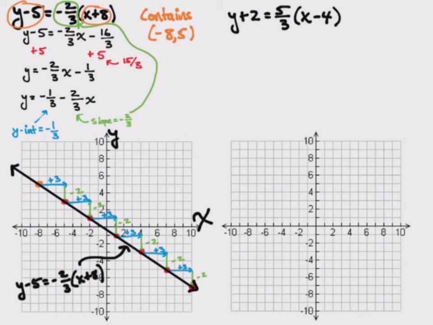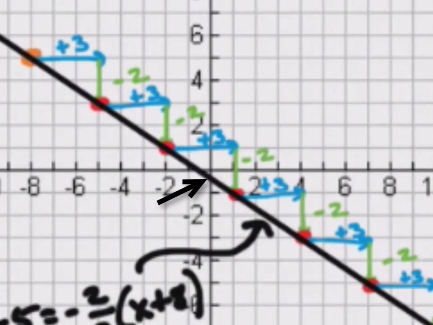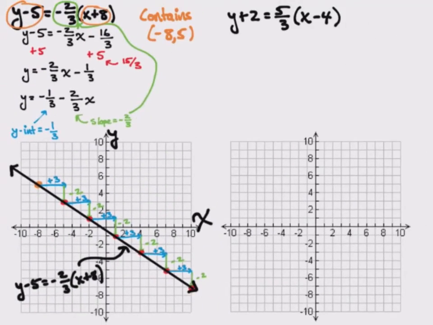And now that we've graphed our line, we can see that indeed the y-intercept is -1/3, but it's great that we were able to graph this without doing any estimation or any eyeballing at all.